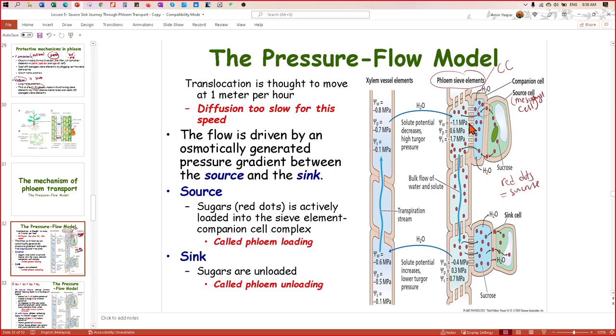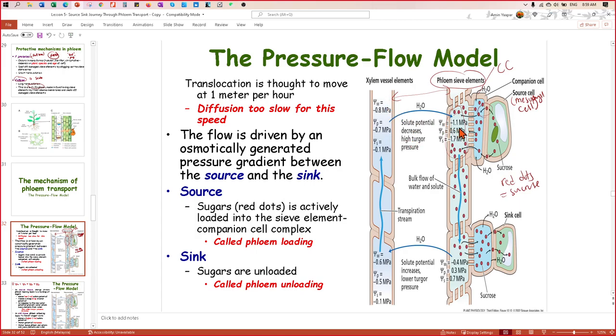So the companion cells will transfer all of this sucrose very fast to the sieve elements. And you see, suddenly the sieve element has a very high sucrose concentration compared to the adjacent xylem. Remember, okay, xylem is actually next to the phloem. This is just the illustration, that's why you see the gap. Actually, there's not so much gap. Okay.